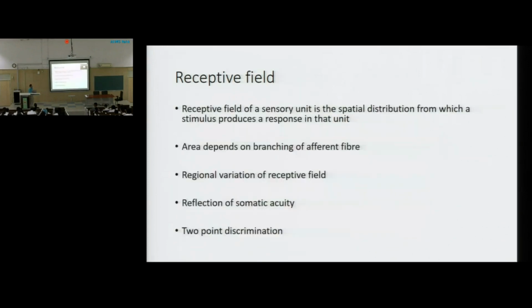Now next thing is the receptive field. What is receptive field? Receptive field of a sensory unit is the spatial distribution from which a stimulus produces a response in that unit. So your area over that skin surface that is responsible for the transmission of impulse in a single afferent neuron, that is termed as receptive field.